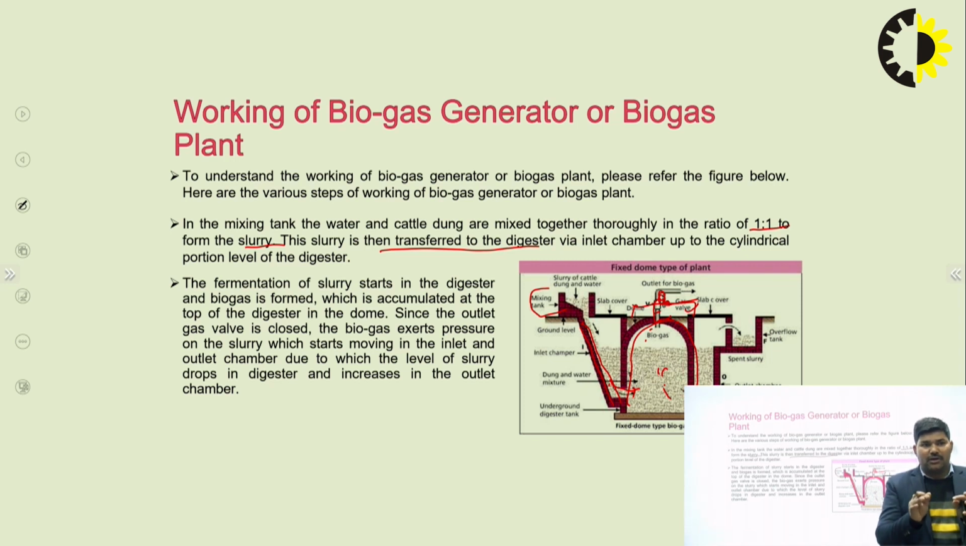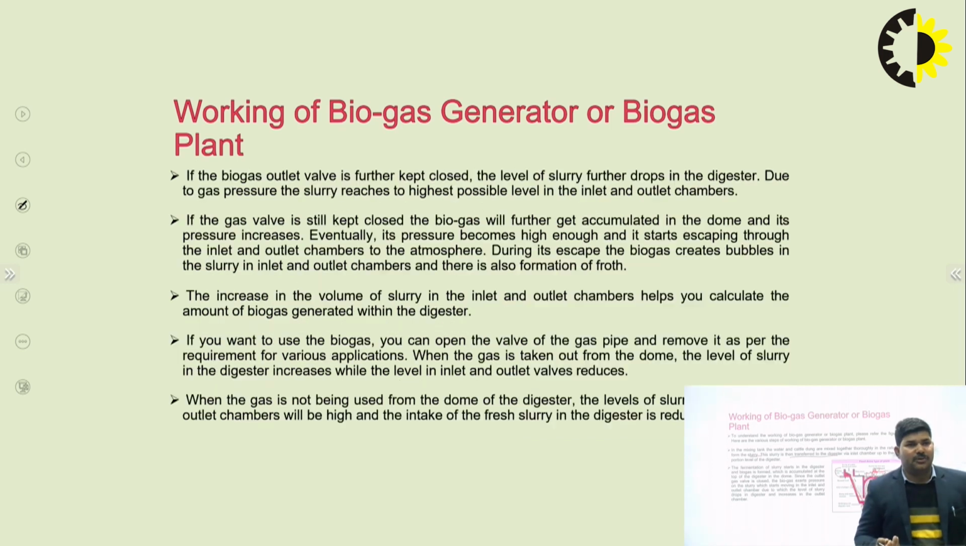With the gas valve closed, the biogas pressure pushes the slurry to move into the inlet and outlet chambers due to the level of the slurry. So the level drops in the digester and increases in the outlet chamber. One by one all the gases collect here. After that we can open the gas valve and use these gases for combustion purposes.